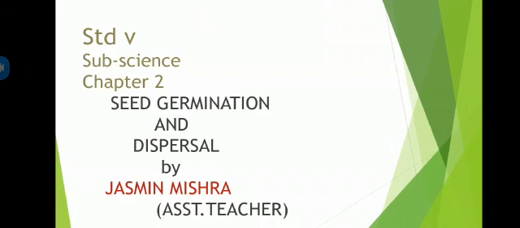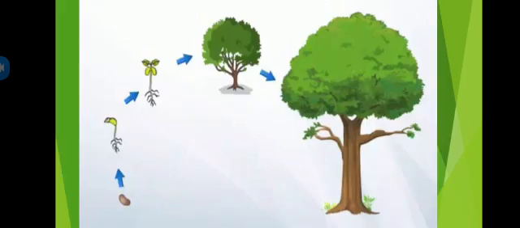Today I will teach you Standard 5 Science Chapter 2, that is seed germination and dispersal. So dear students, you all know that most plants grow from seed. Already we have discussed what the parts of a seed are, okay? But do you know how a small seed turns into such a big plant?